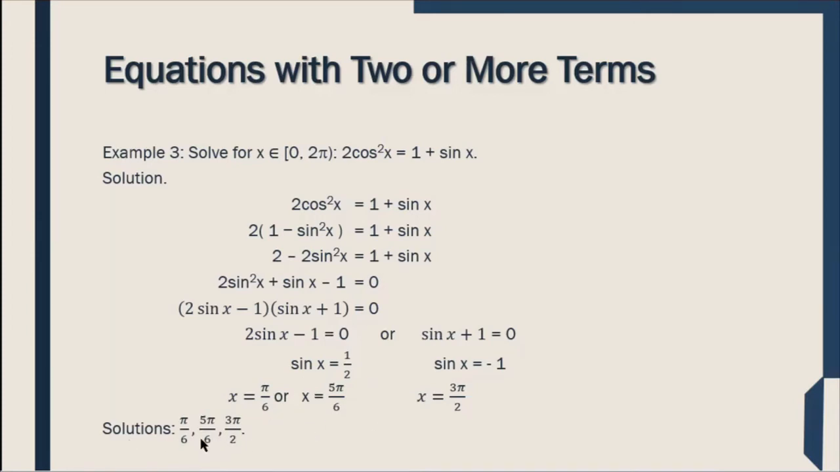Pag binerify mo yan, ang pi over 6 sa degree yan ay 30. Kaya pag chinek natin, sin 30, and that is 1/2. So check tayo sa pi over 6, then 30 degrees. Ang 5 pi over 6 naman, yan naman ay 150.